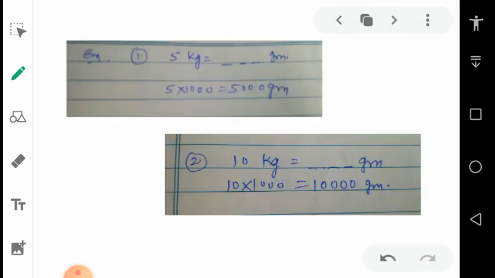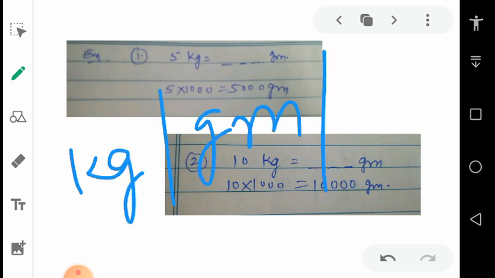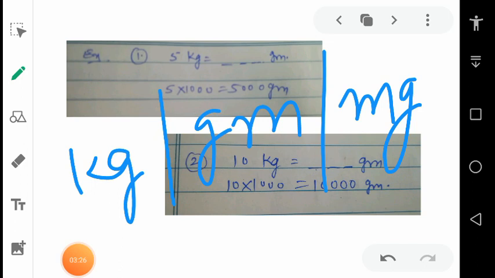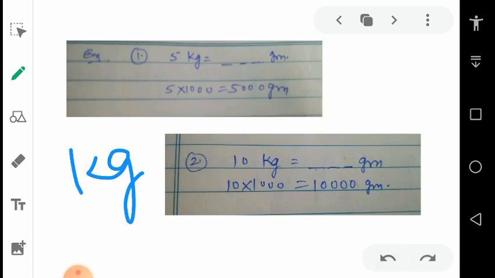So we have studied three units of weight: kilogram, gram and milligram. These are the three units, and we will find how to convert them into one another. So let's see. We start from the examples.